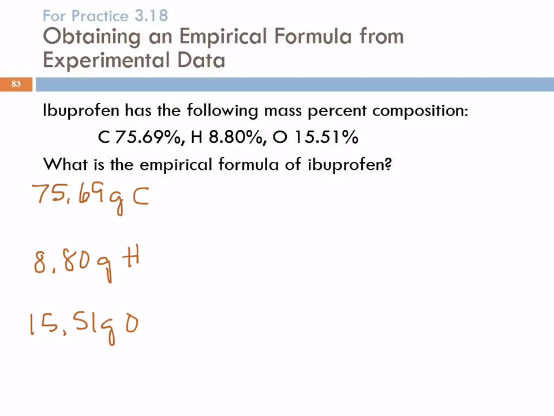Change to moles. So we're going to use the molar masses. So 1 mole of carbon is 12. I've decided I'm just going to memorize the longer numbers. 12.0108 grams.